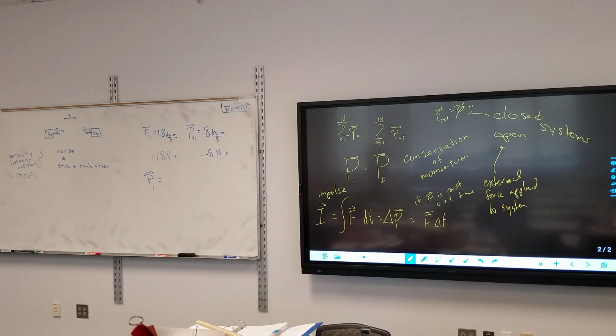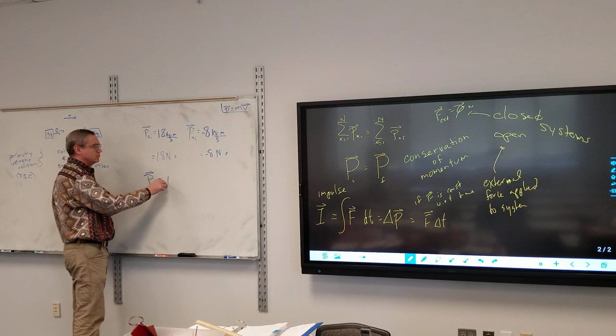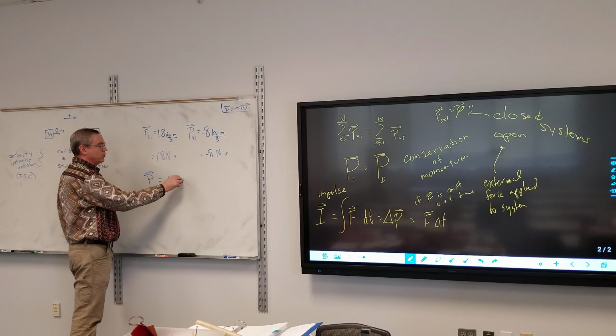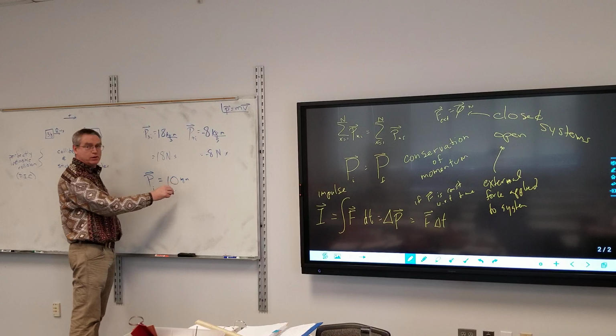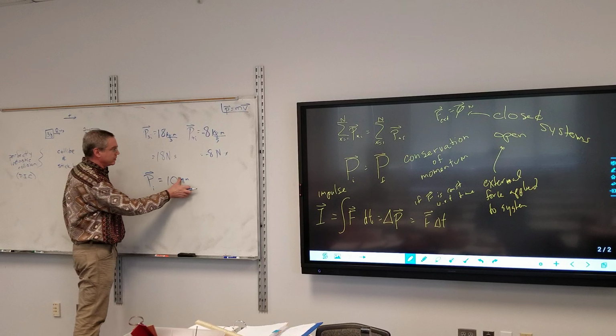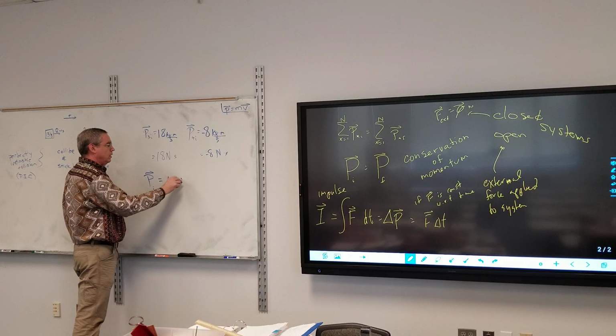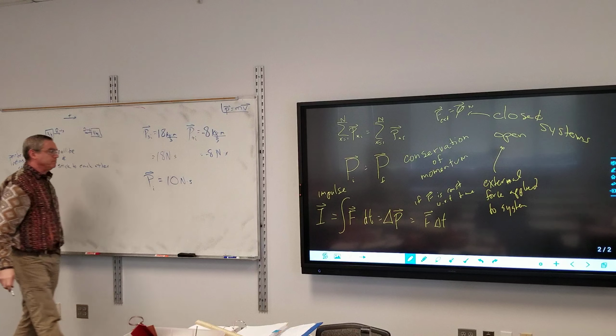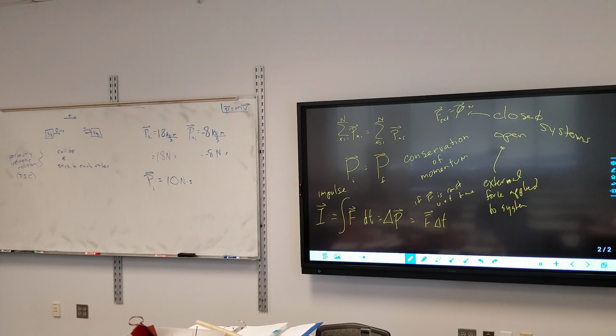And it's as simple as you think. 10 Newton seconds. All right, so we have 10 Newton seconds as the total initial momentum. What's the total final momentum after they collide and stick together? It should be the same. Yes, it should be, and it is.